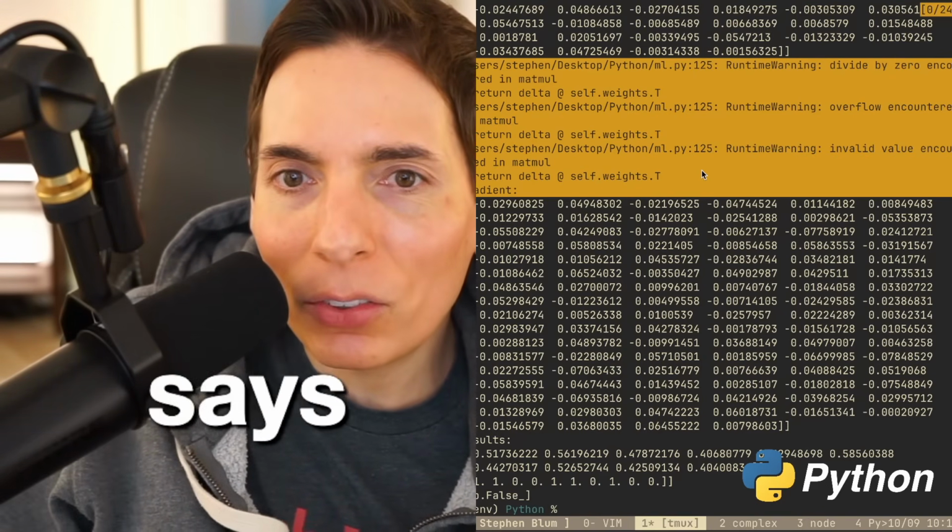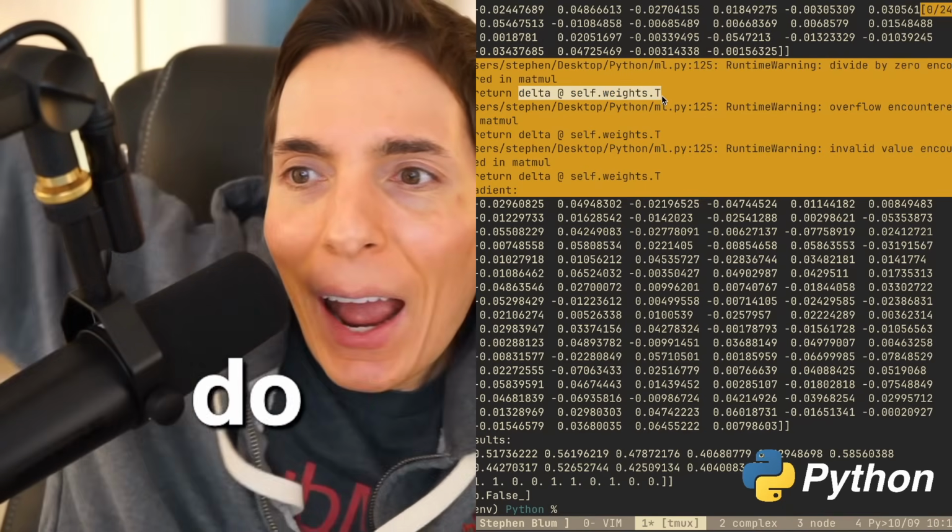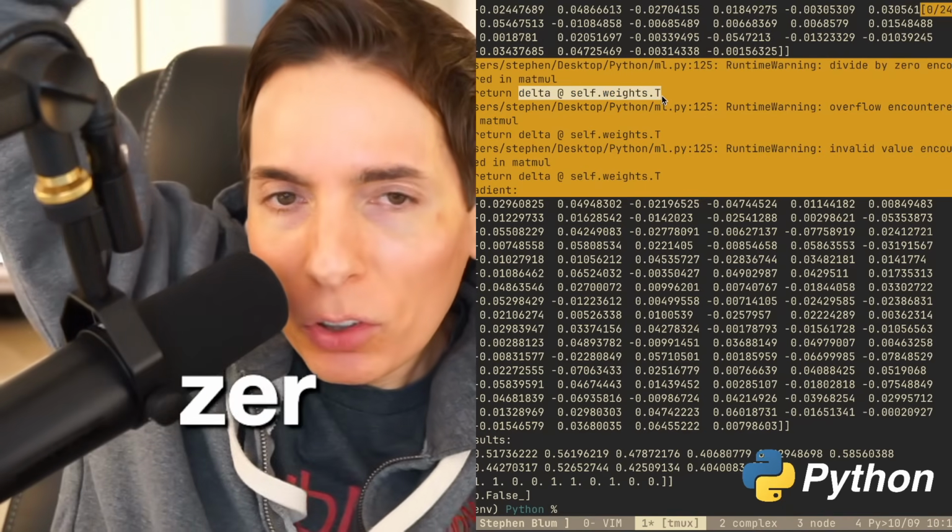It says there's a divide by 0 encountered in a matrix multiplication. How do you even do that? How is there a divide by 0 in a matrix multiplication? I don't know.